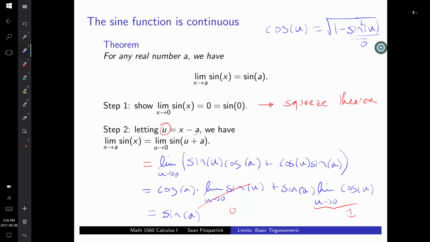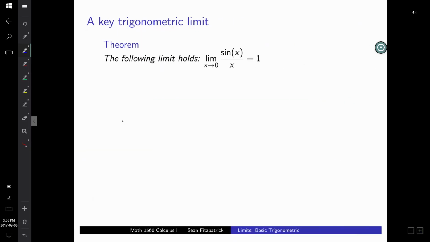Okay, so now we know that we can deal with the sine function. If we have a limit involving just the sine function, we can do that by direct substitution. And a similar argument tells me that I can also deal with the cosine function via direct substitution. So that's good. We know how to deal with sine and cosine. Now, what about this limit here? This is a really important limit, and really all the tricky limits involving trig functions boil down to knowing about this limit. So how do we know that this limit is true?